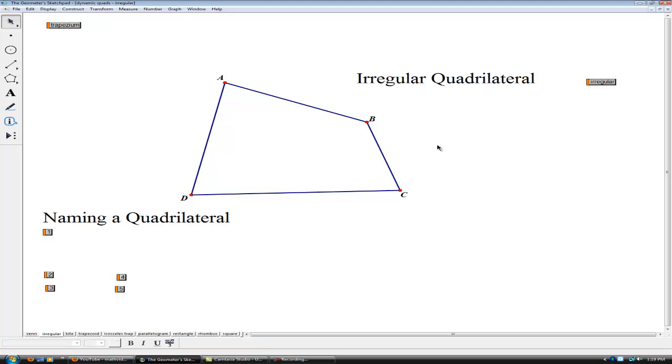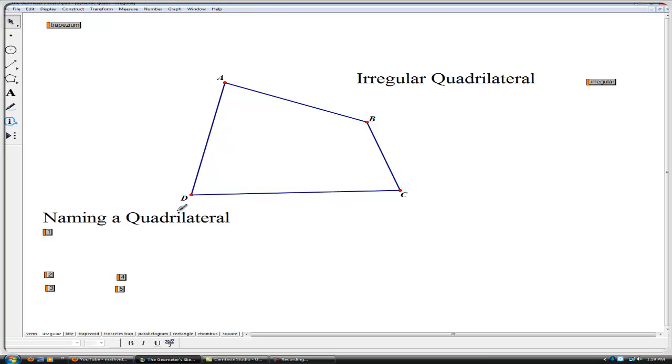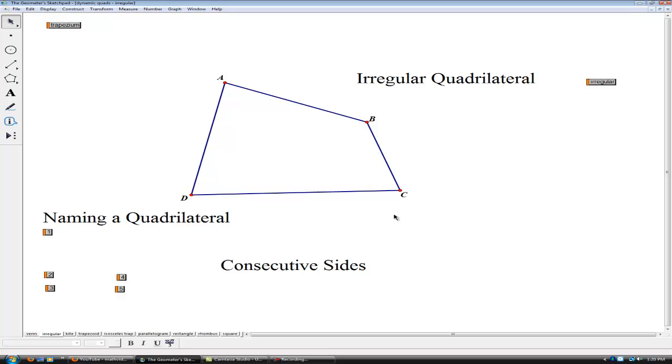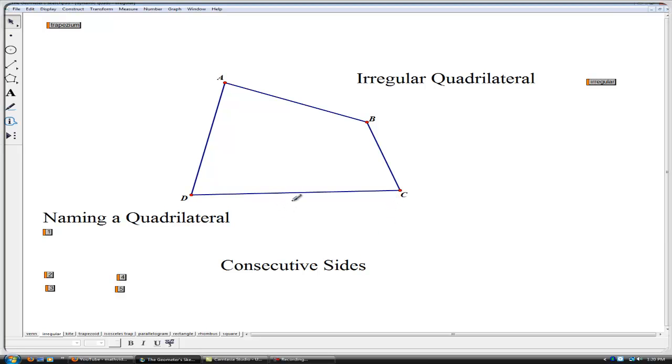One thing about naming these quadrilaterals is it's important that you name using 4 vertices. So this would be quadrilateral ABCD. What would be an incorrect name for this quadrilateral? Well, if I jumped across a diagonal and called this ACBD, that would be incorrect. Consecutive sides, you'll hear me mention and you'll see mentioned in textbooks a lot of times. Consecutive sides could be DC and DA. It means they're next to each other. Or we could say DA and AB are consecutive sides. Or AB and BC are consecutive sides.